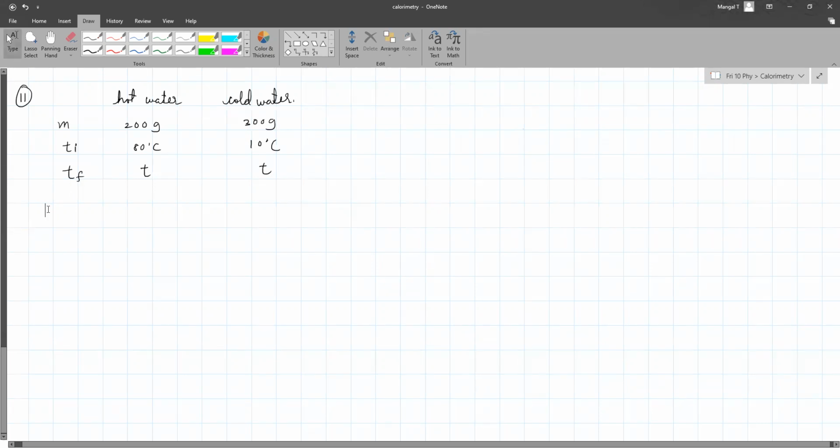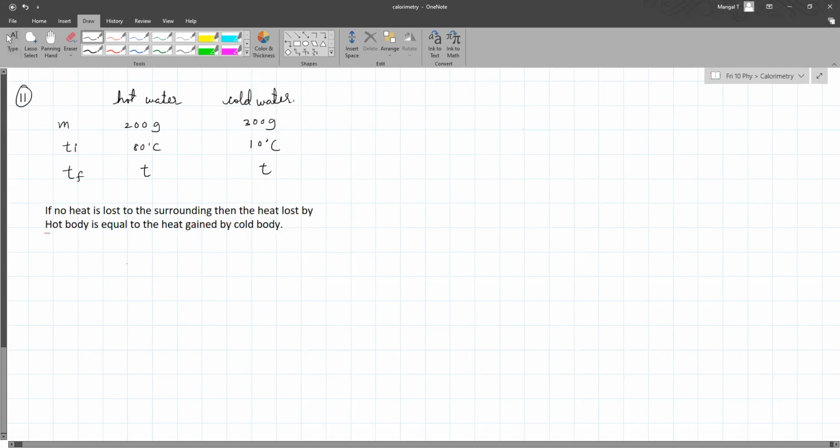Here we write if no heat is lost to the surrounding, then the heat lost by hot body is equal to the heat gained by cold body.